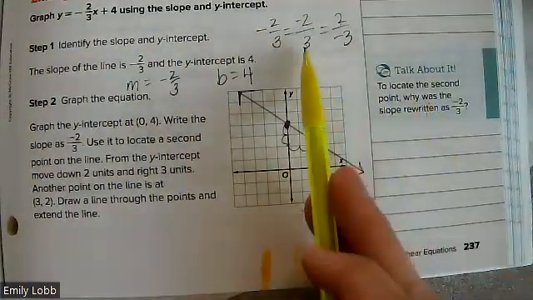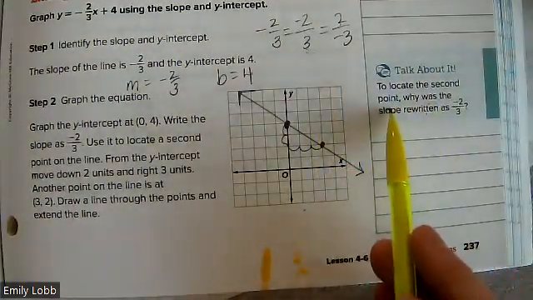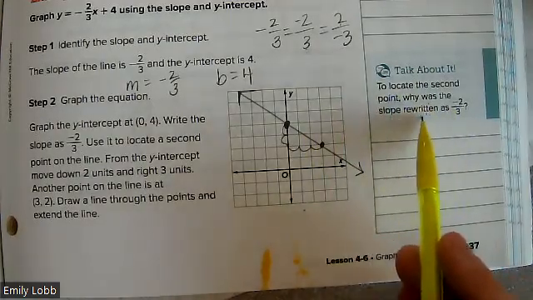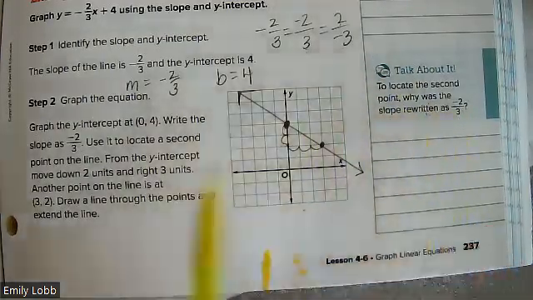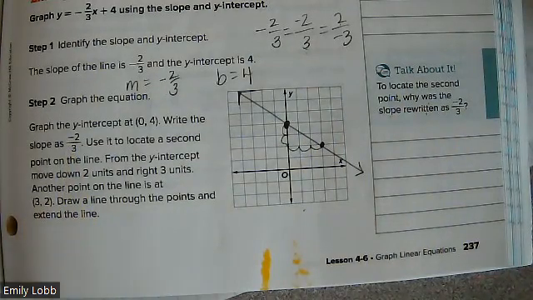One thing, like we just talked about here, to locate a second point, why was the slope rewritten as negative 2 over 3? We have to assign the top or the bottom a negative, so we know we're either going down 2, right 3, or up 2, left 3. So we can make a negative slope.